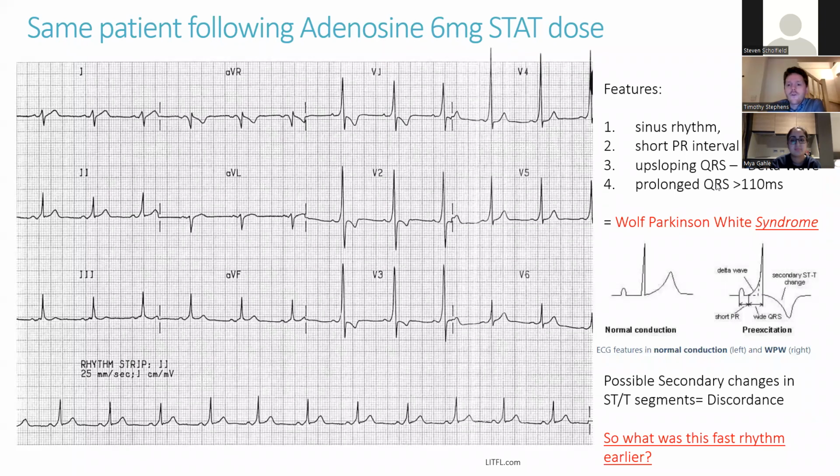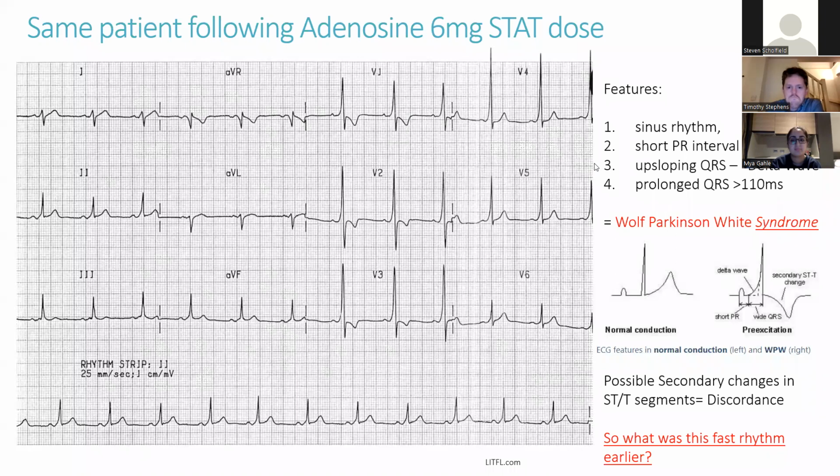They also talk about a slightly prolonged QRS, greater than 110 milliseconds. But the key features you're looking for are your short PR interval, your upward sloping delta wave, and maybe some secondary T wave changes. So yeah, well done for spotting that, guys.